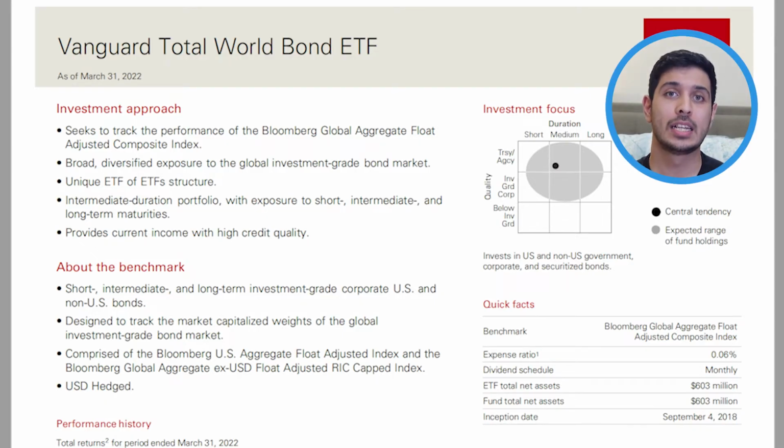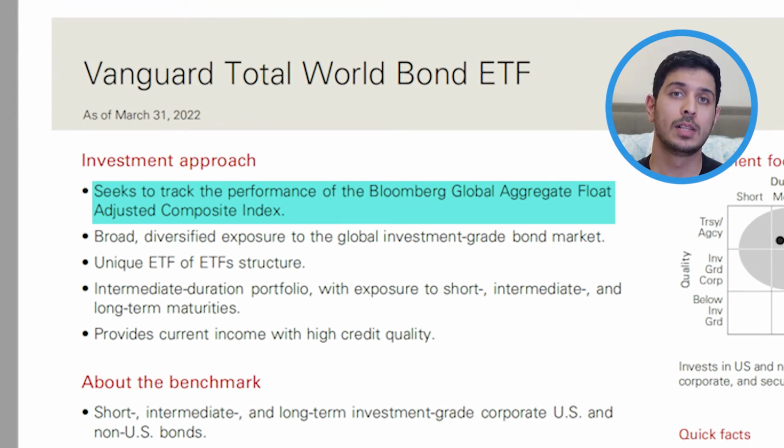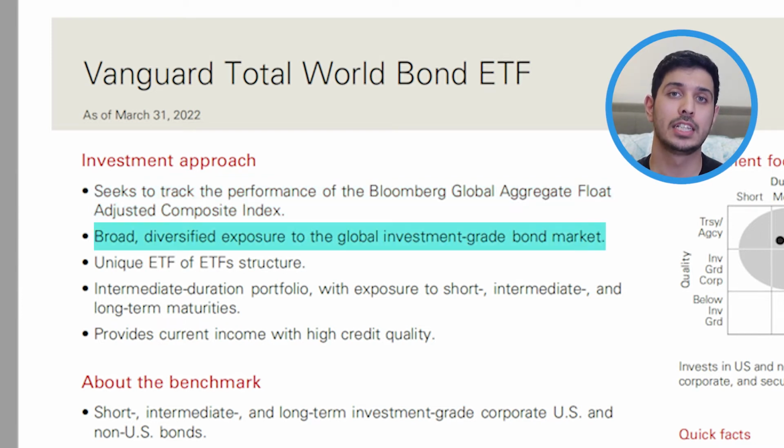Now, let's go through the Vanguard Total World Bond ETF. It aims to track the performance of the Bloomberg Global Aggregate Float Adjusted Composite Index, which provides broad, diversified exposure to the global investment-grade bond market. For those of you who don't know what investment-grade bonds are, they're bonds that are believed to have a lower risk of default and have been given a strong credit rating by credit rating agencies such as S&P, Moody's, and Fitch, because the bonds are issued either by large companies with strong balance sheets or by developed market countries.